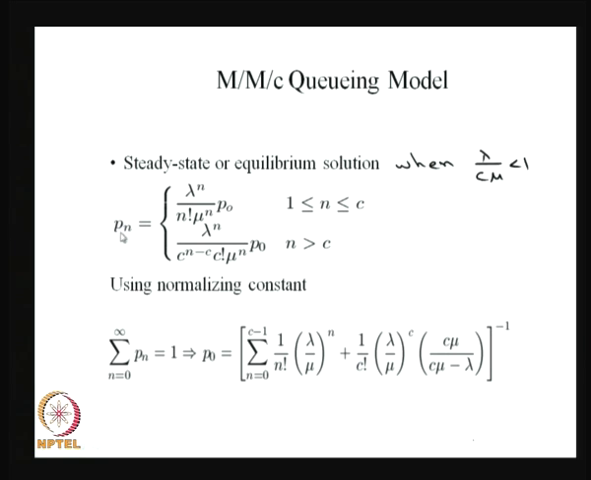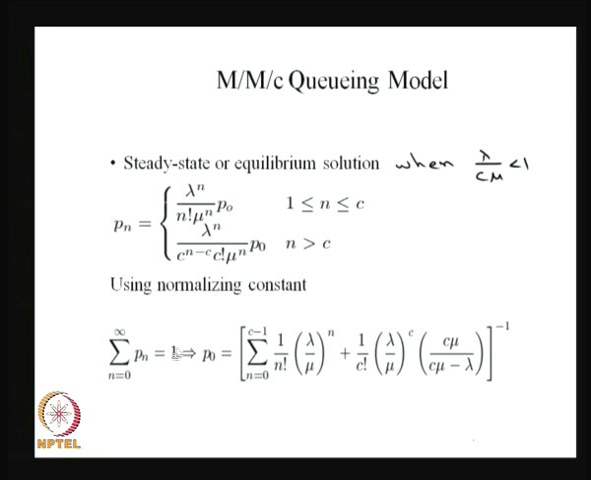So here the summation of pi is equal to 1, and P times Q is equal to 0. If you solve that equation, the denominator of P naught, that expression, converges only if lambda divided by c mu is less than 1. Therefore, whenever this condition holds, the queuing system is stable. If you put c equal to 1, you will get the M/M/1 queue.